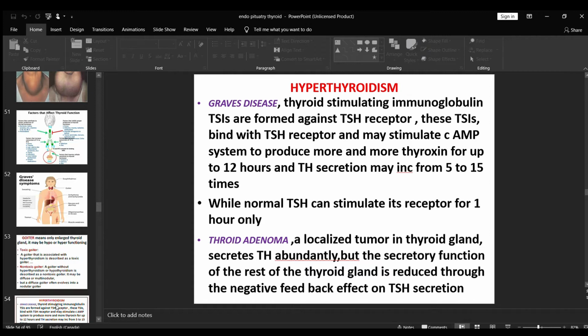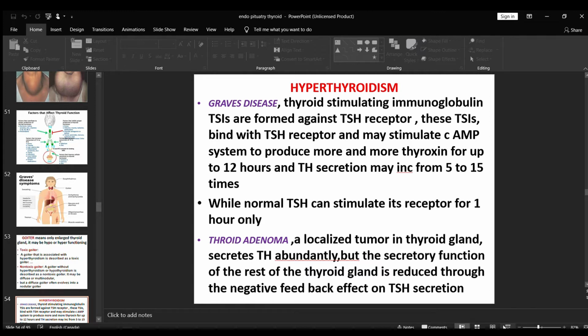Another very common cause is the thyroid adenoma. This is a localized tumor in the thyroid gland. It secretes thyroid hormone abundantly, but the secretory function of the rest of the thyroid gland is reduced due to the negative feedback of the thyroid hormone secretion.